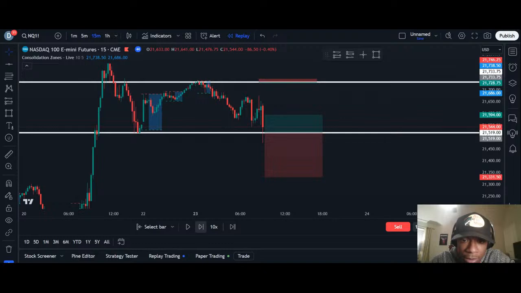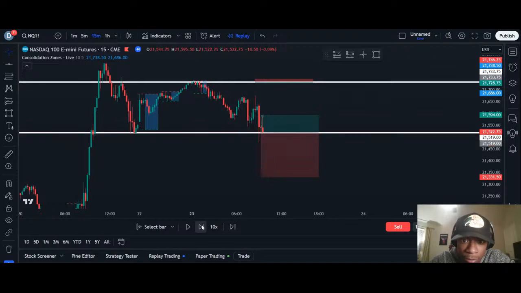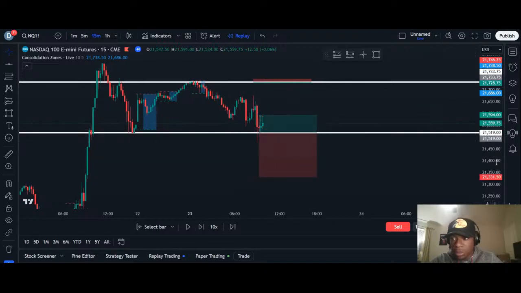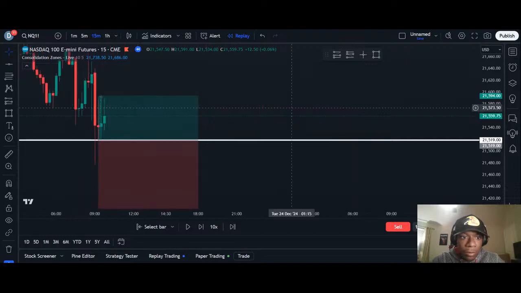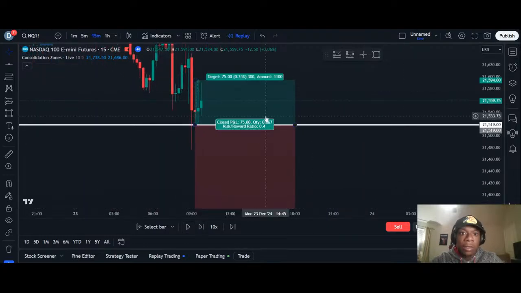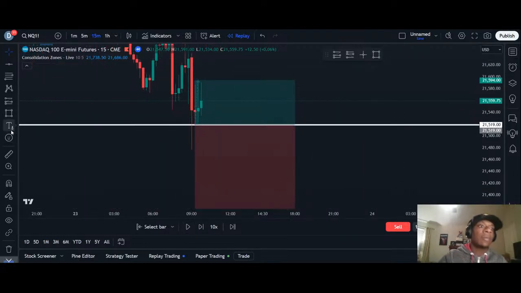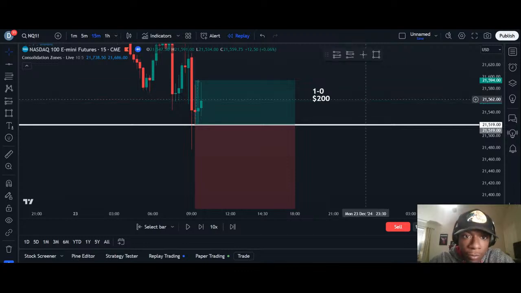Boom, it touches. We're in with the limit order, and that is a TP smash. That is a TP smash. So say we're doing the exact same method. That would be 1-0, and we would be up $200. All right.